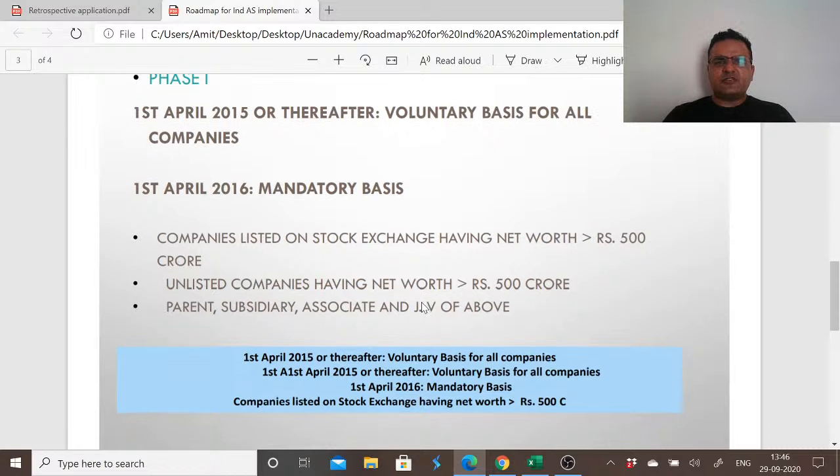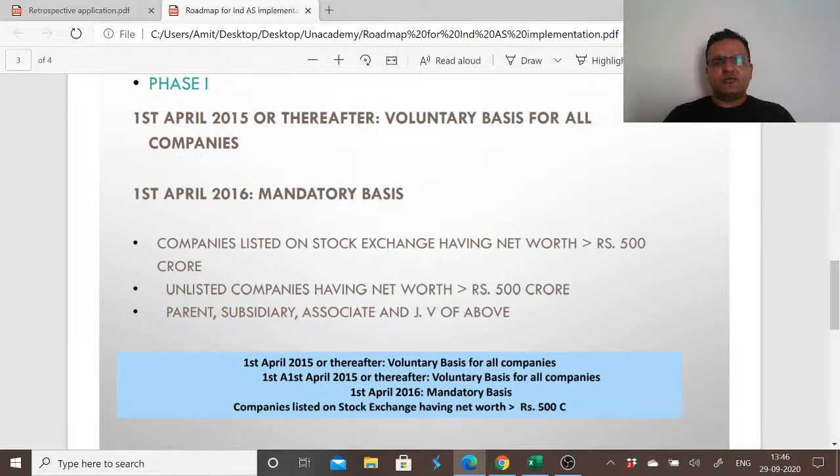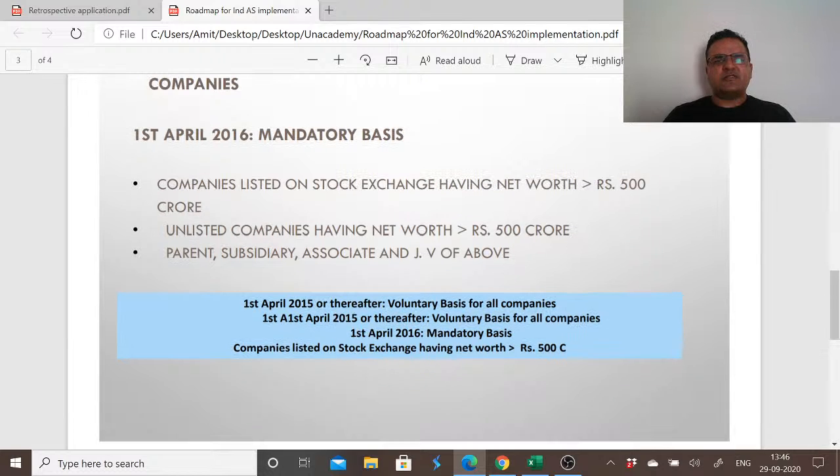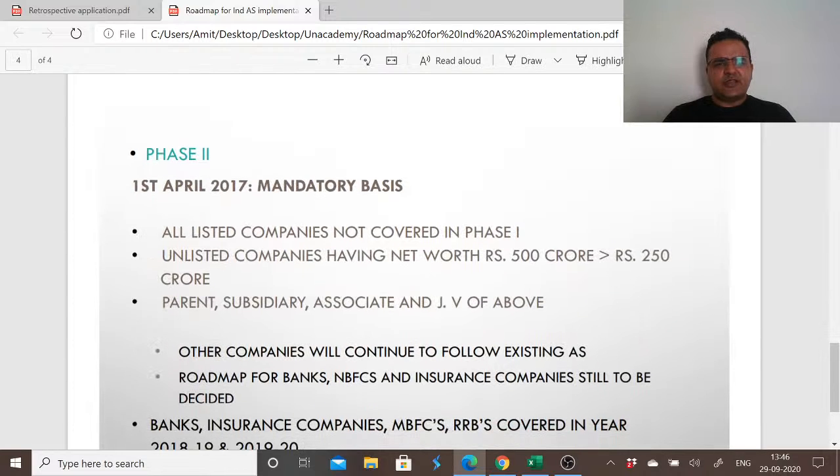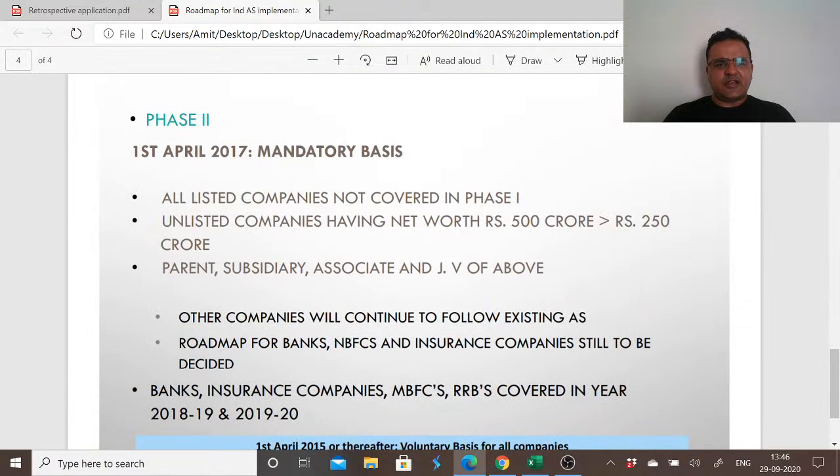In phase 2, all the entities with a net worth of more than 250 crore and all the listed entities were required to present Ind AS compliant financial statements.